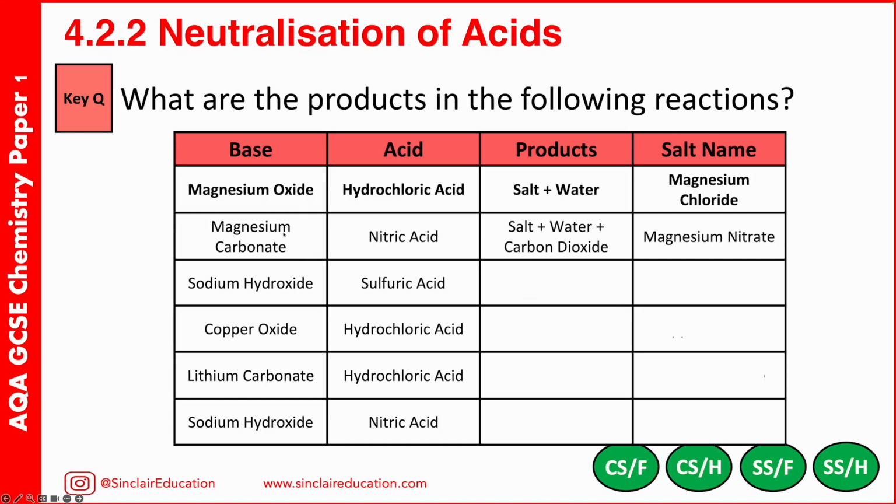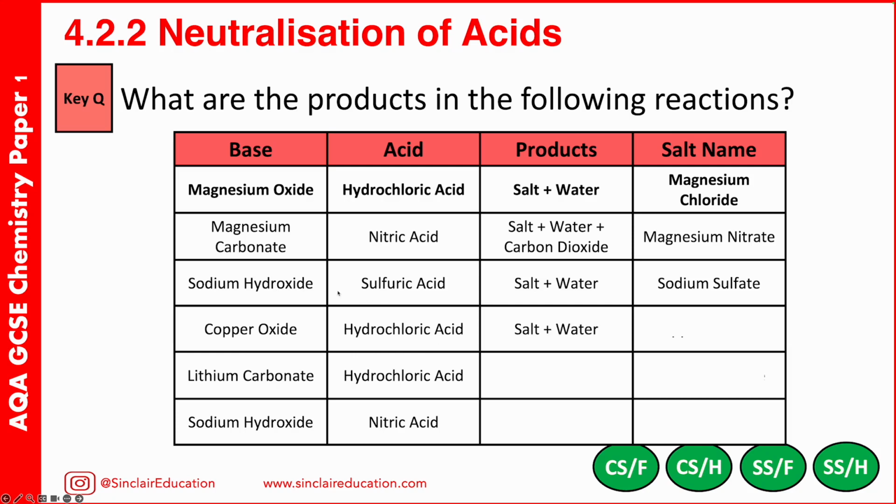Because we've got magnesium carbonate reacting with nitric acid, our salt will be magnesium nitrate. So the first part of that salt's name has come from the base, and the second part of that salt's name has come from the acid. In our next example, sodium hydroxide and sulfuric acid will now make salt and water, and our salt will be sodium sulfate. The next base is copper oxide reacting with hydrochloric acid.